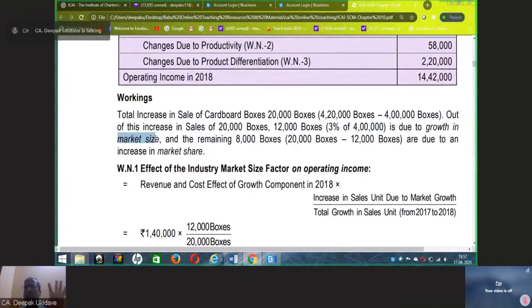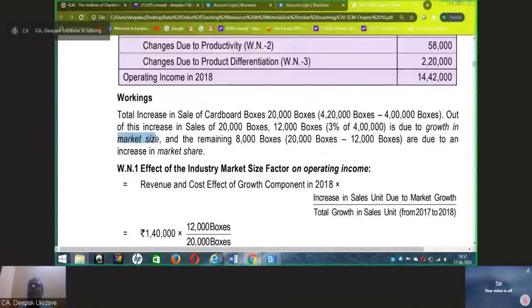Can we say market size is on account of industry growth? Nothing to do with management initiatives. But market share increases because of management initiatives, management strategies which are adopted to increase the market share. So we are responsible for increasing the market share. Management is responsible for increasing the market share, not for market size. Market size is beyond control of management.